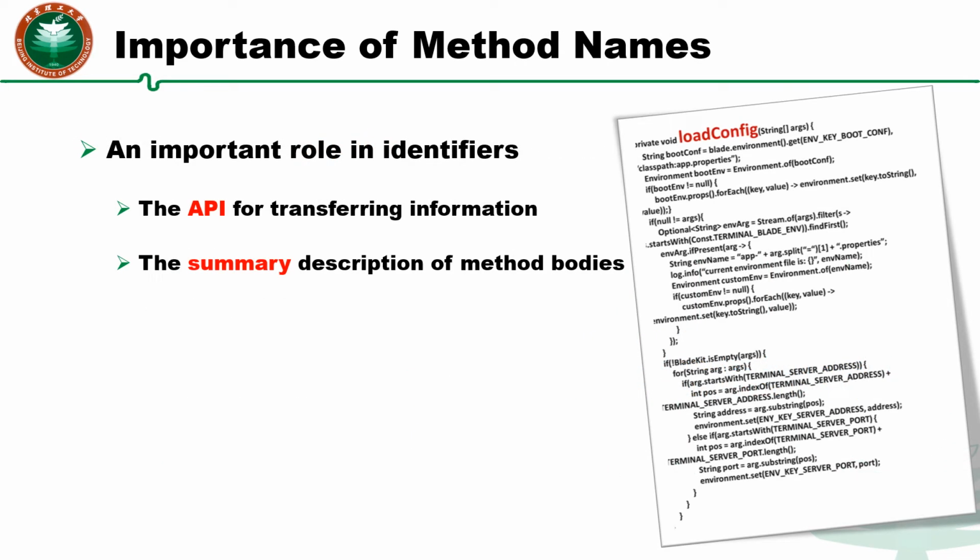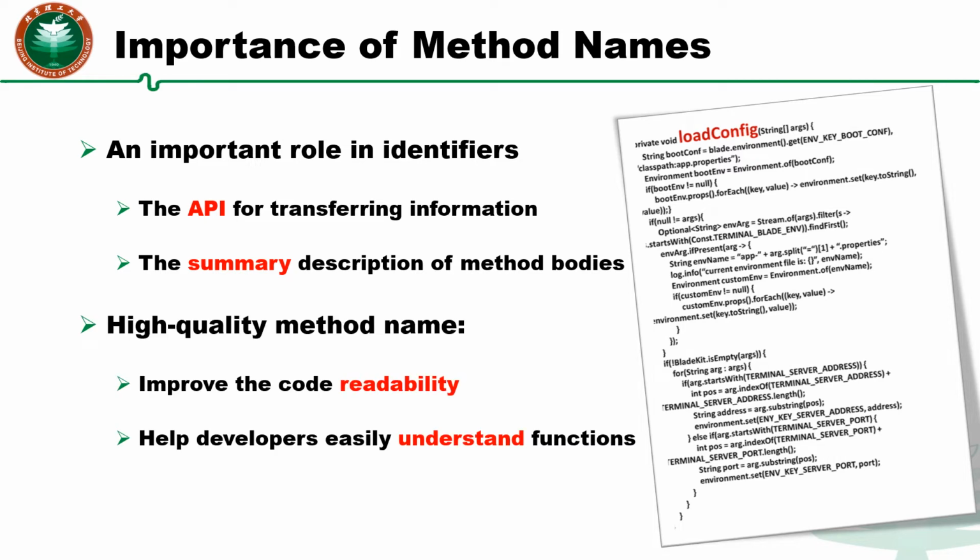As an important type of identifier, concise and meaningful method names can provide intuitive information on the behaviors of the named methods. Method names are not only the interface for transferring information between functions, it is also a summary description of the long and complex method body. And a high-quality method name has many benefits, such as it can improve the readability of our code, help developers understand functions faster, and help code understanding and project maintenance.